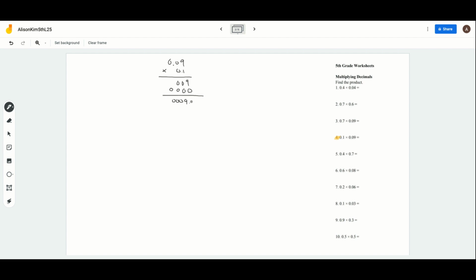And we're going to look back to the original equation to see where the decimal goes. We know that 0.09 has 2 decimal places, and 0.1 only has 1. We add them up, and we get 3. So our final answer, our product, is going to have 3 decimal places. So we're going to move this decimal from behind the 9 to the left, in front of the 9, 3 times: 1, 2, 3, and the decimal ends right there. So our final answer will be 0.009.